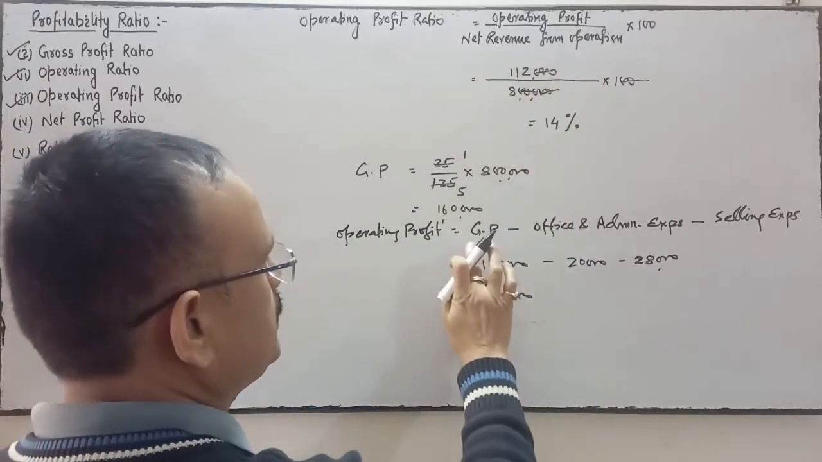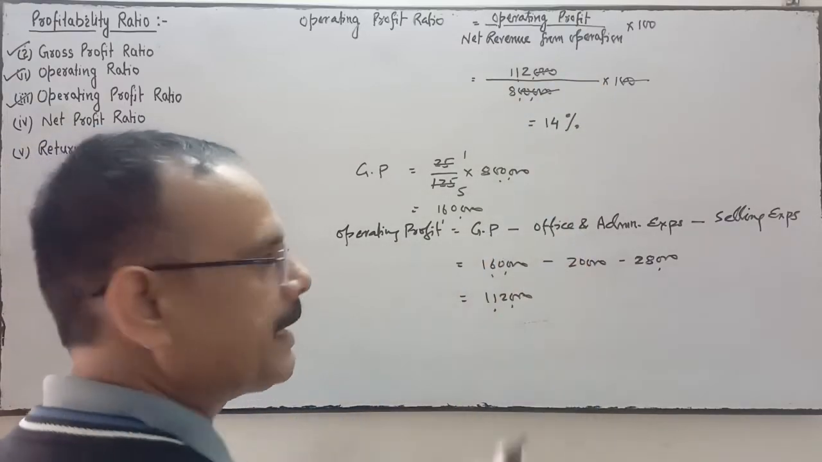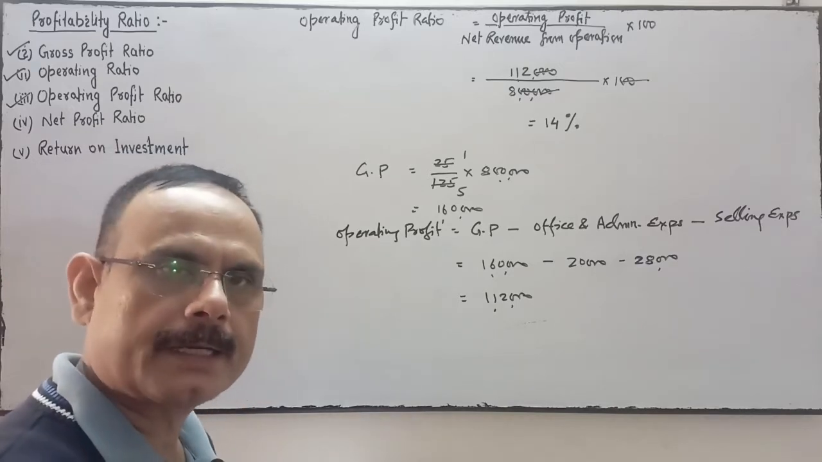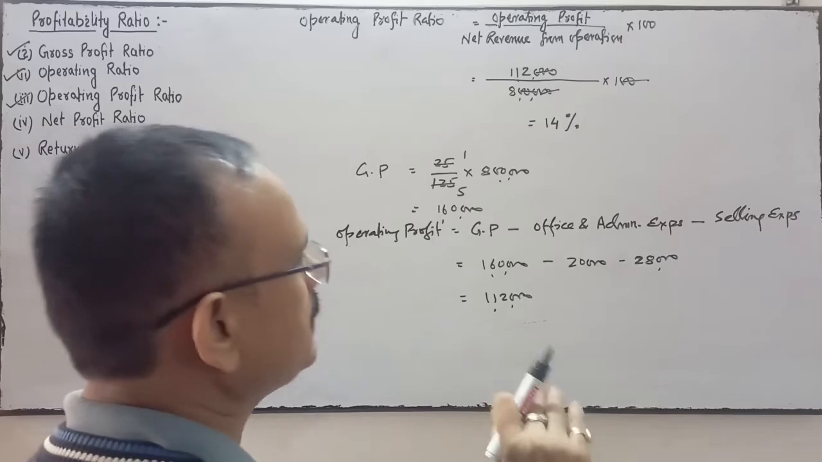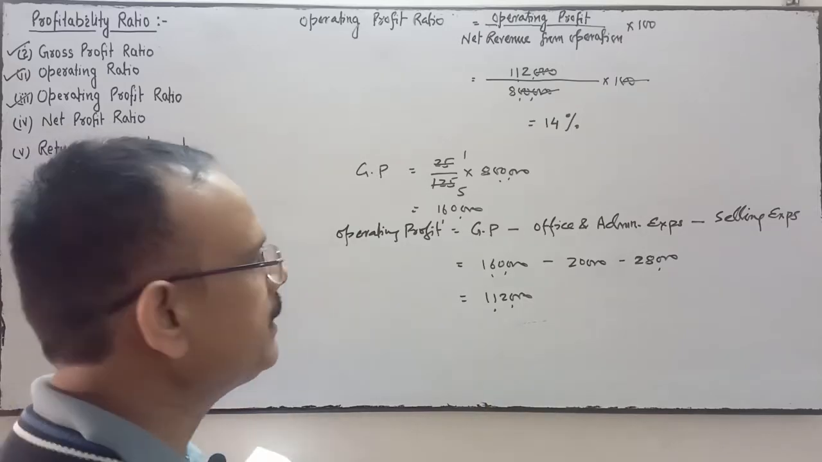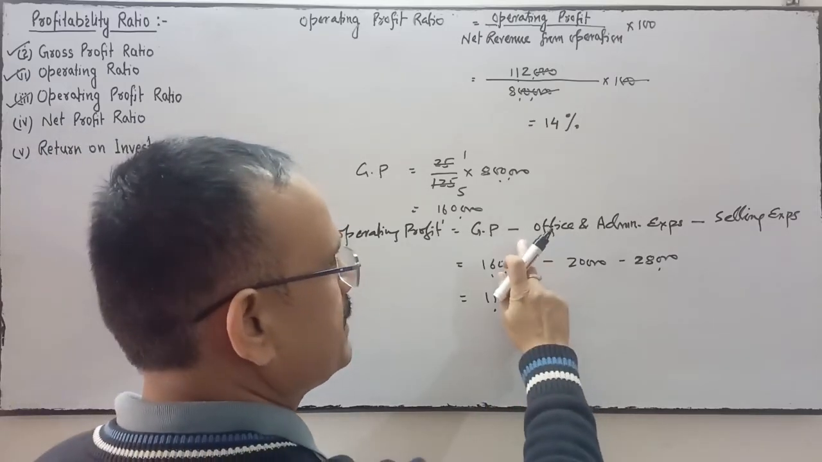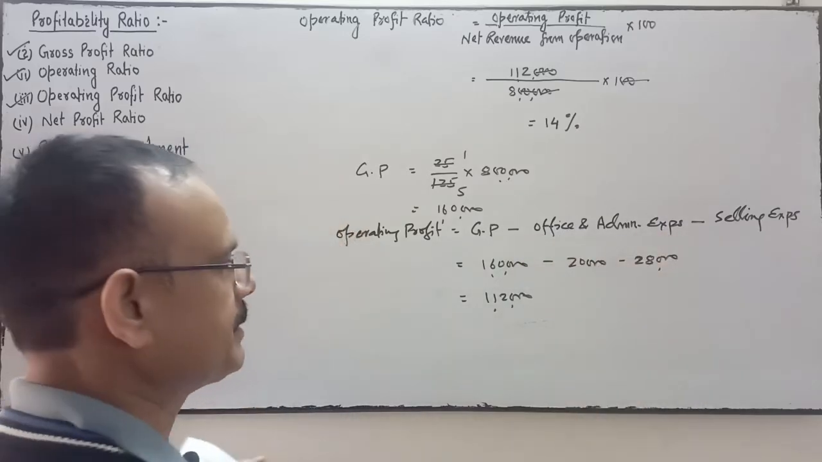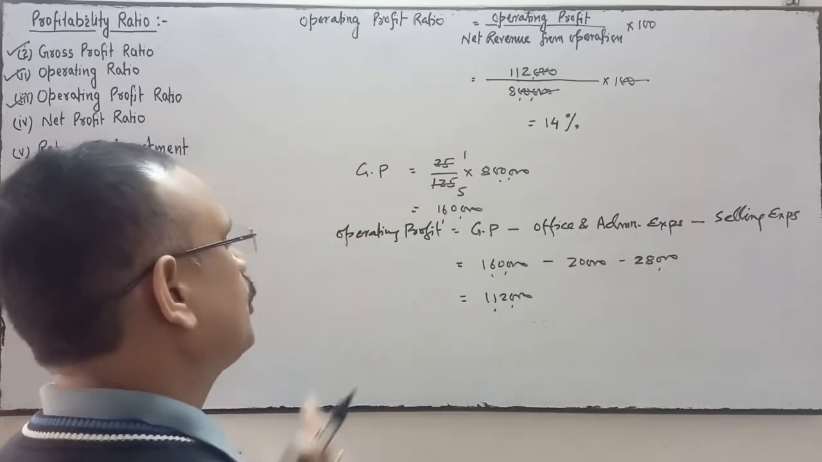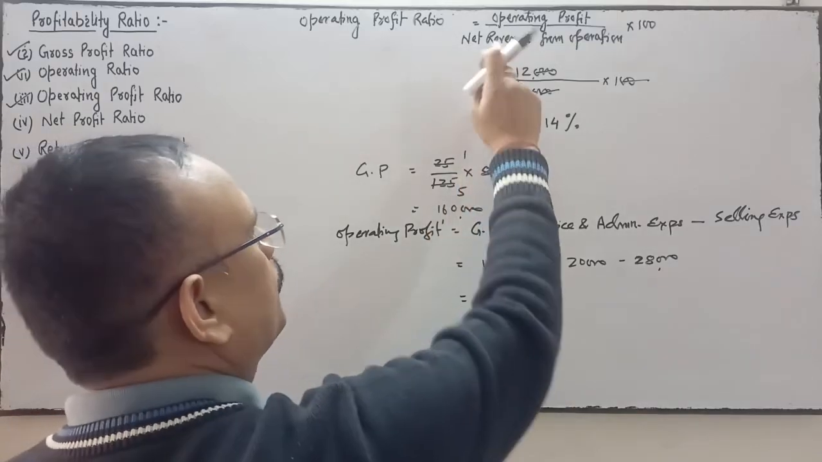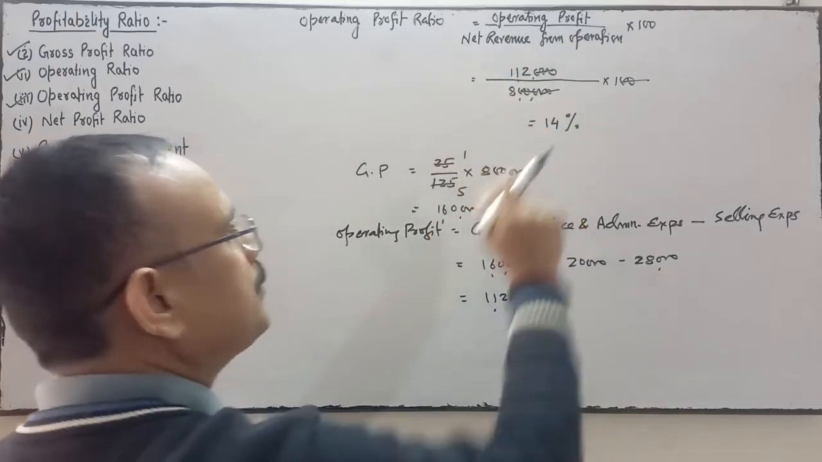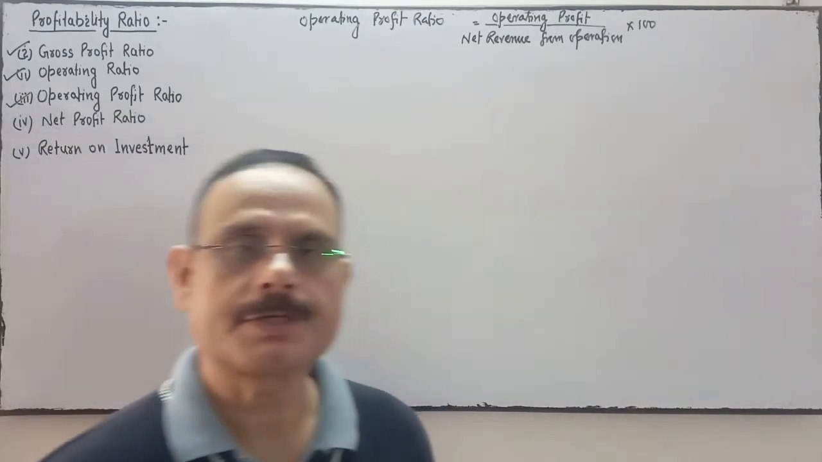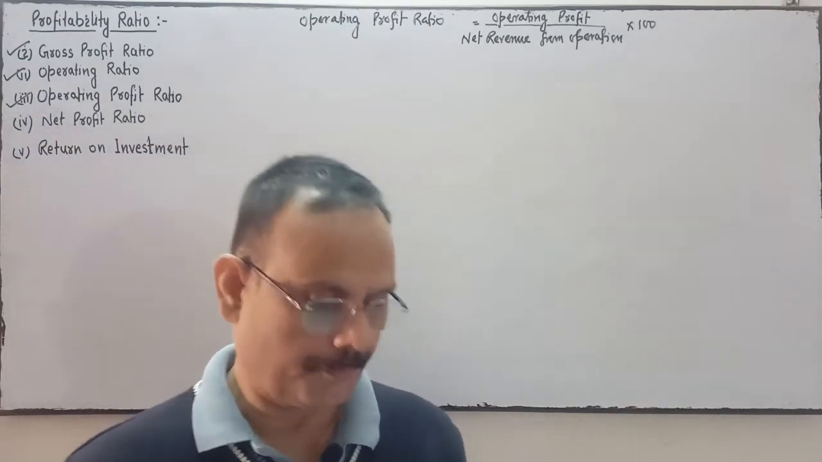Operating profit is GP, gross profit, minus operating expenses, and if the operating income is there, then we will add the operating income. But in this question, no operating income is there, so we'll deduct the operating expenses. Operating expenses: office and administrative, selling and distribution expense. So this is our operating profit. So you write the operating profit upon net sales into 100. It is 14%. Now see the next question related to operating profit.